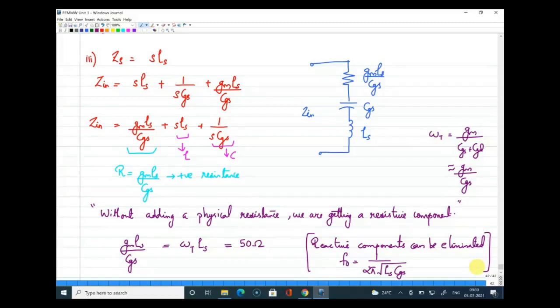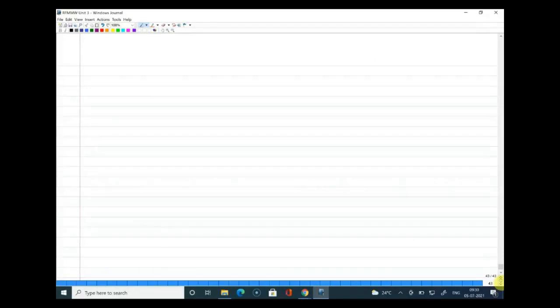So L and C at resonant frequency will give you a zero, or the L and C effect will be neutralized, and what you will see will be a purely resistive component. Is this clear? All right. So now the two things we have seen here: one is input matching. For input matching, omega t into Ls should be equal to 50 ohms.